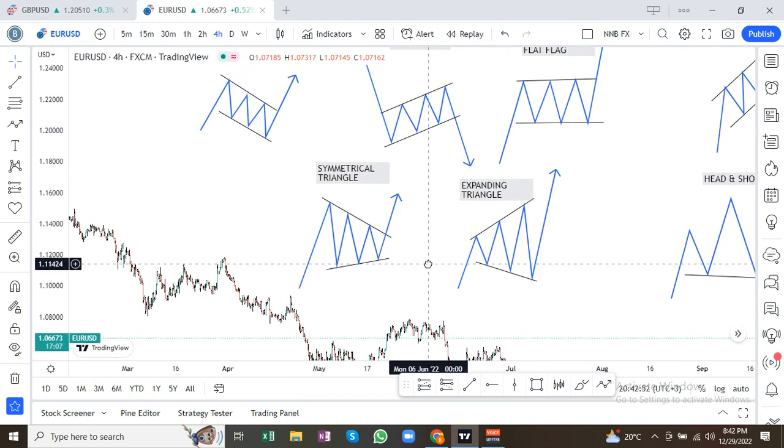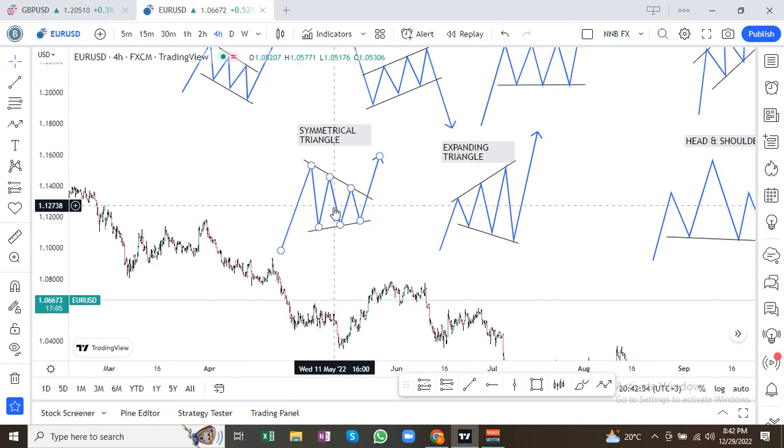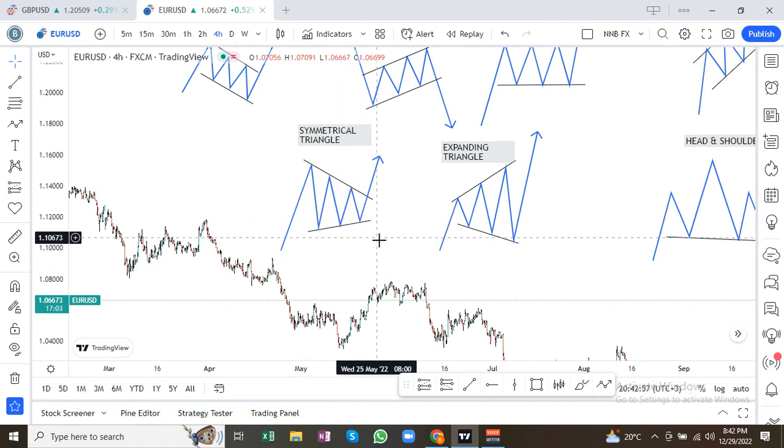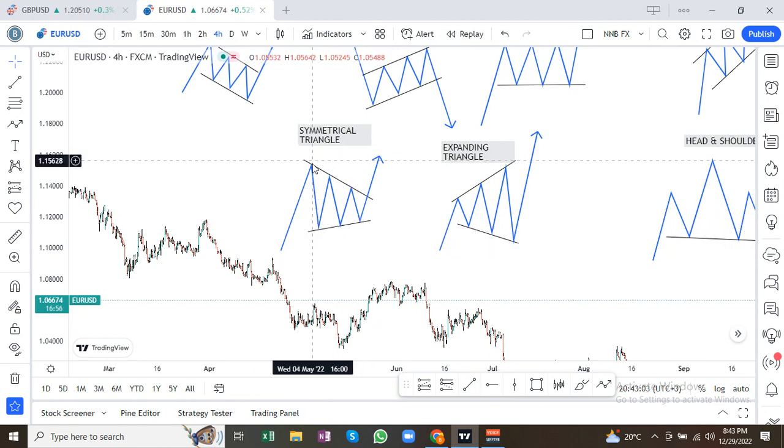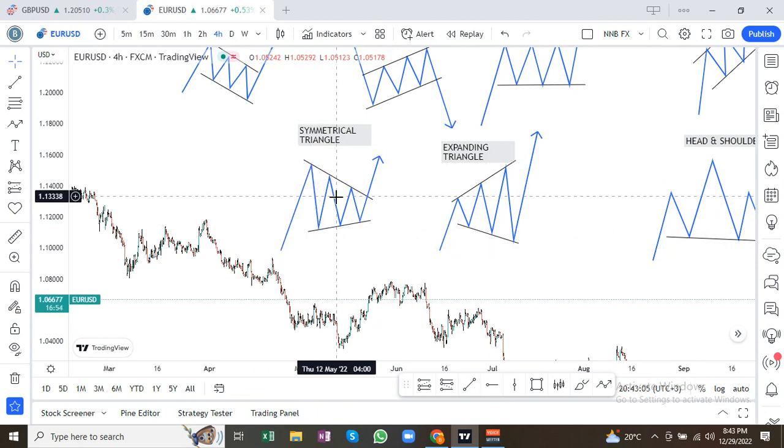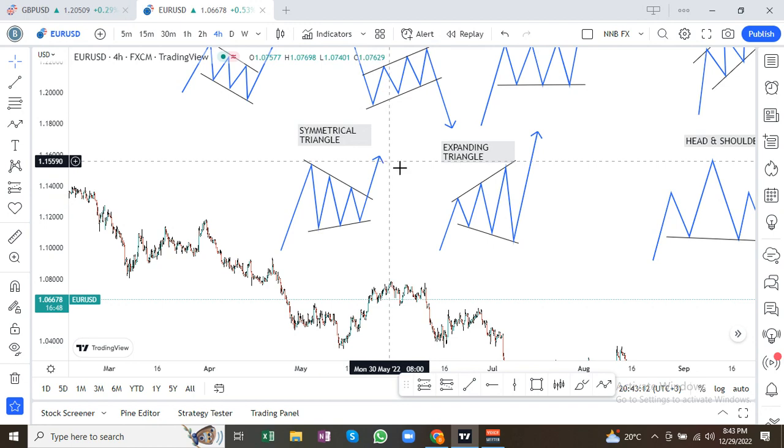The next continuation pattern that we'll be looking at is the symmetrical triangle. It resembles a flag that is being compressed. As you can see, the market impulses up, and then it's as if the price action is being compressed, and then it will just impulse out of the structure.